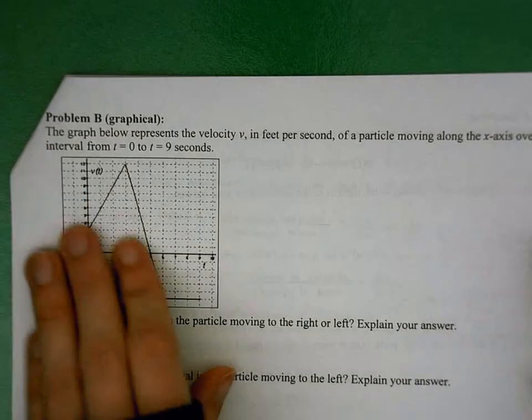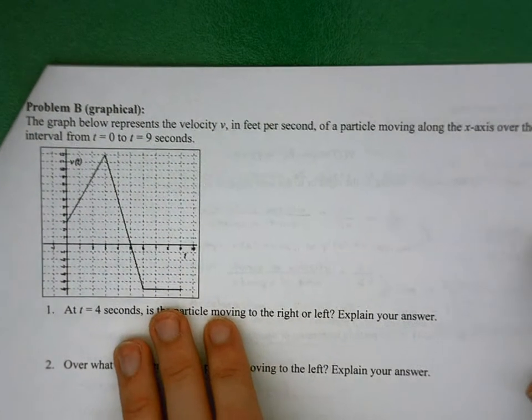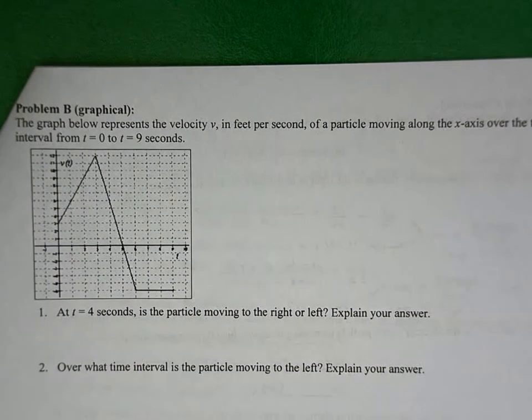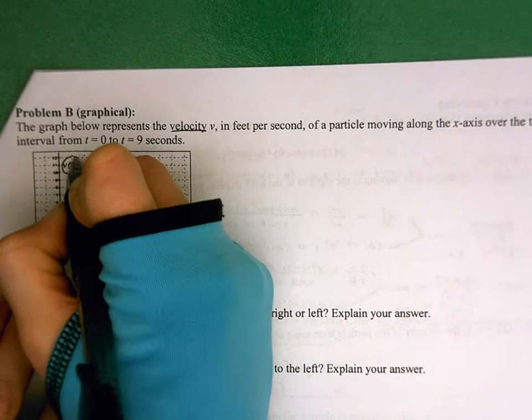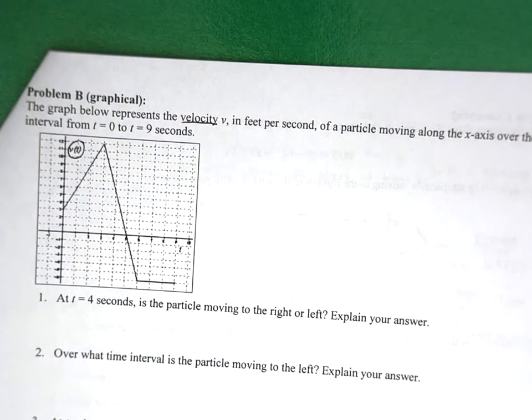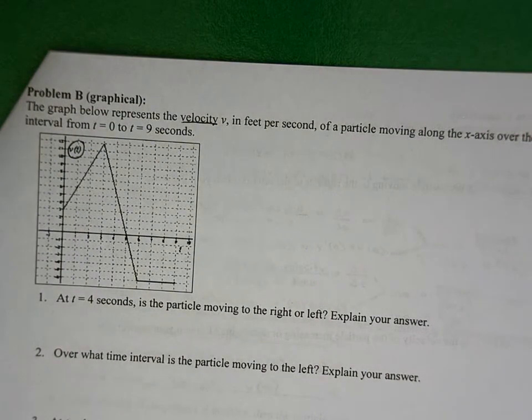On the back, we have problem B, which is graphical. We have the graph below represents the velocity v in feet per second of a particle moving along the x-axis over the interval from t equals 0 to t equals 9 seconds. Looking at this, I need to make note of the fact that this is a graph of velocity, v of t. So when I'm reading this graph, answering these questions, I need to keep in mind I'm looking at velocity. And so I'm going to be answering all of my questions in terms of velocity's relationships to position and acceleration.